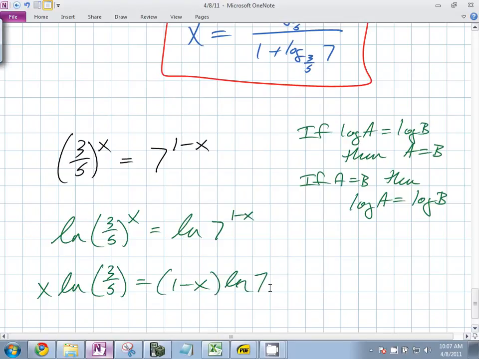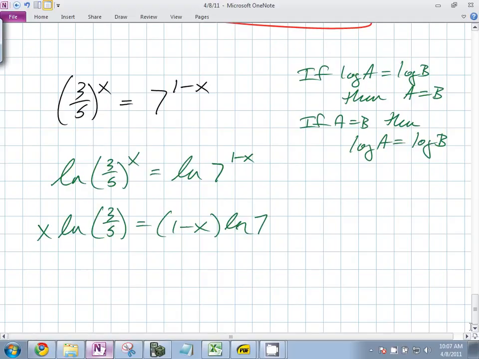Now it's just algebra. We put those logs in so that we could take the powers and put them out front. Now what should I do? Distribute. Same exact thing you just did before. Basic algebra, everybody. ln 7 minus what? x. Yep.